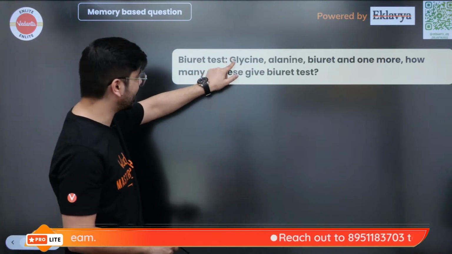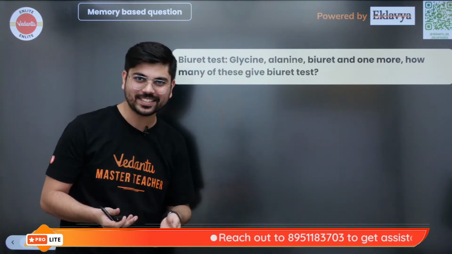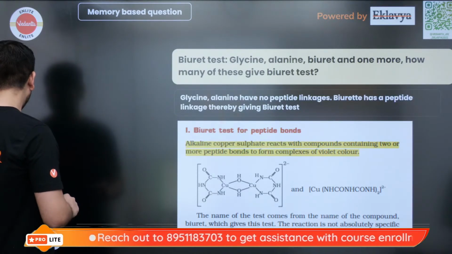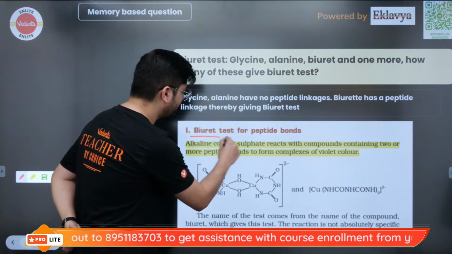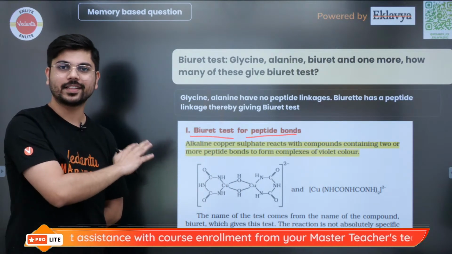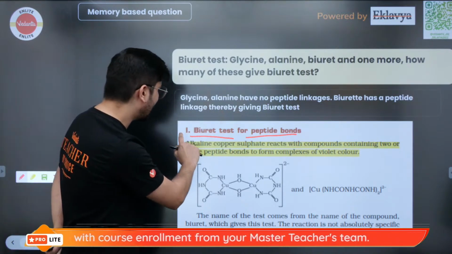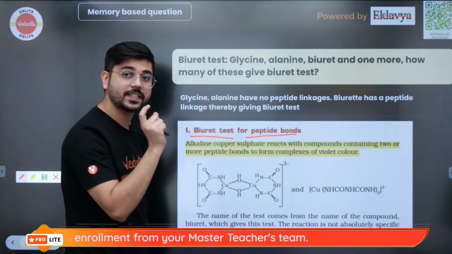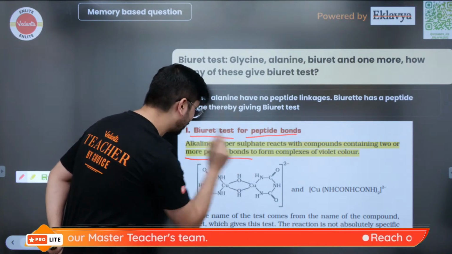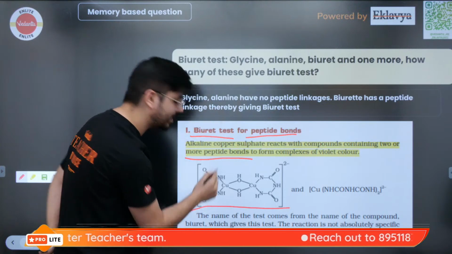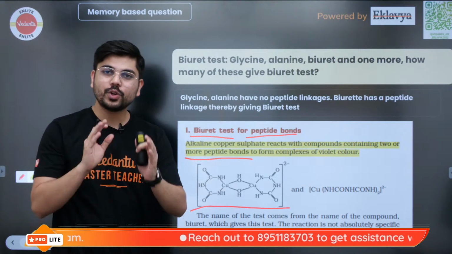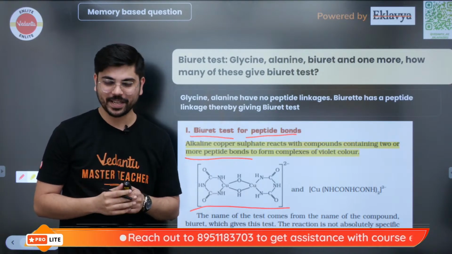How many of these give biuret test? Now we have to understand glycine, alanine, these are amino acids, right? So the answer to this question was biuret. So the biuret test for peptide bonds, as you can see over here, I have highlighted the text. The alkaline copper sulfate, that is Cu+2, reacts with the compounds containing 2 or more peptide bonds, and this, my dear friends, is biuret over here. So how many of you knew the answer to this question? Tell me.